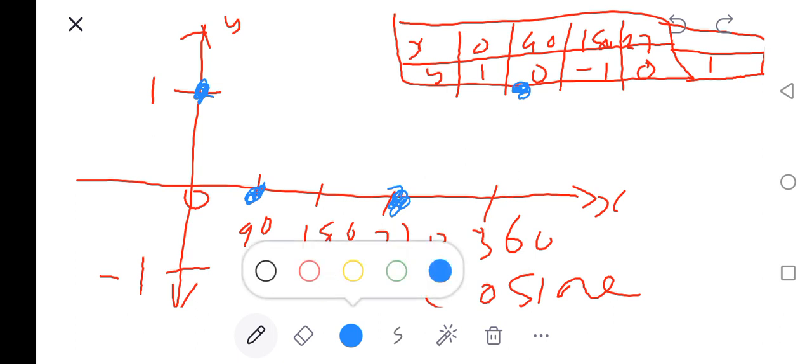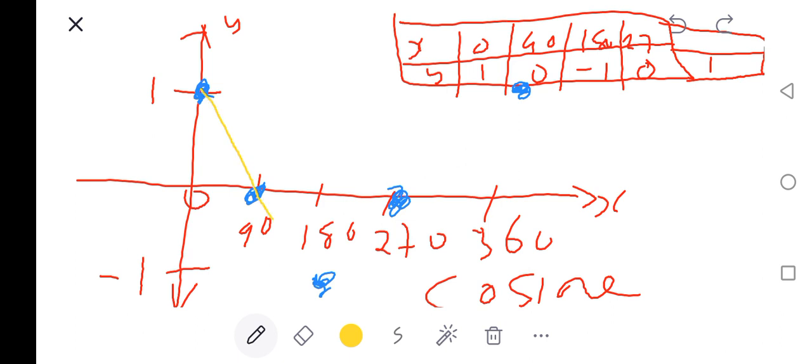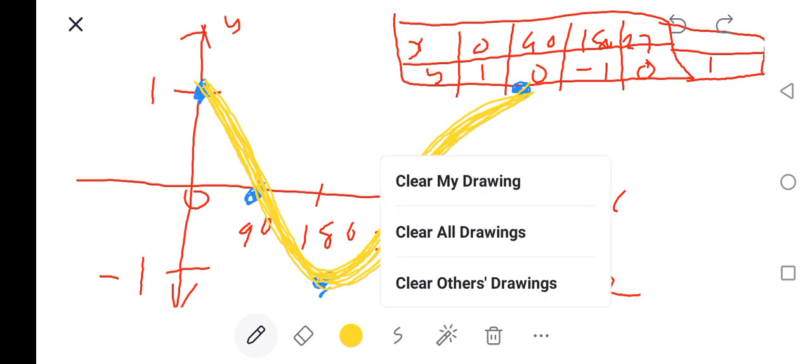Then you join. It has to be freehand, not where you use the ruler, no. But freehand, just once. So that's how you draw the graphs. Very straightforward. Are we there? Are we following? Yes. Now we are looking at solving equations.